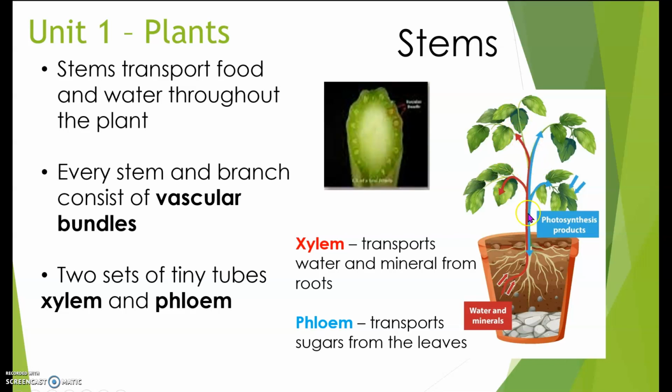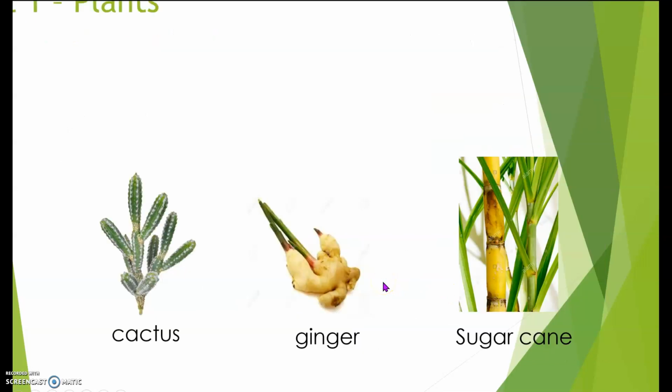Okay, as you can see on the red, they will bring the water and the mineral from the roots. Next, phloem transports sugar from the leaves. So they make the sugar here from the leaves by means of photosynthesis. They will make the sugar here, and phloem will bring the sugar to the roots, to the other stem, and to the other leaves, to the flower and fruit. Okay? I hope you understand. Now let's move on to the next slide.